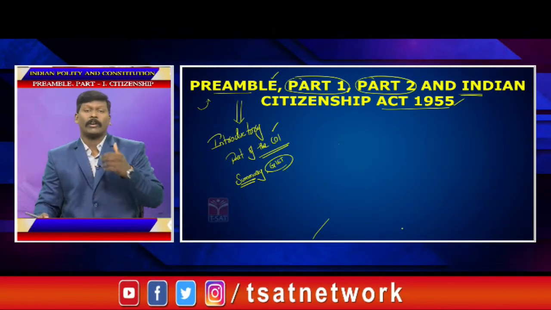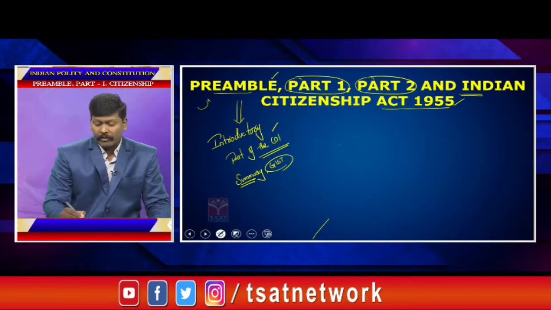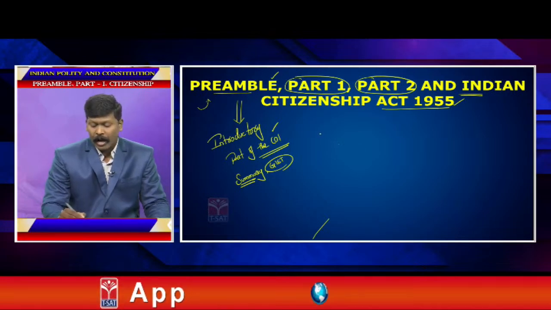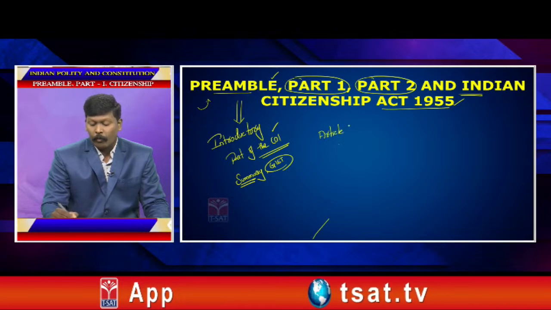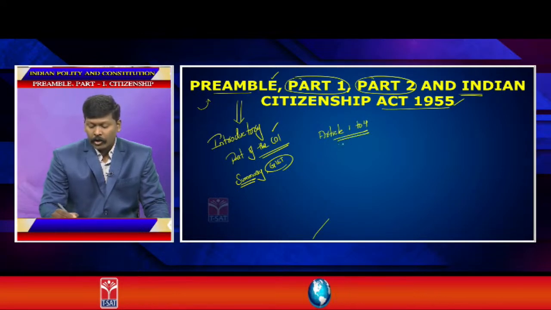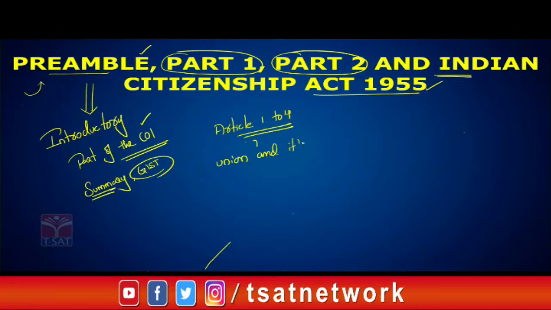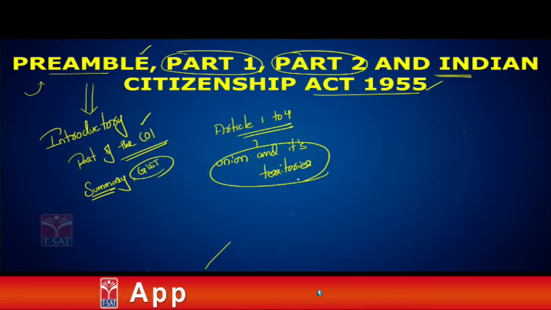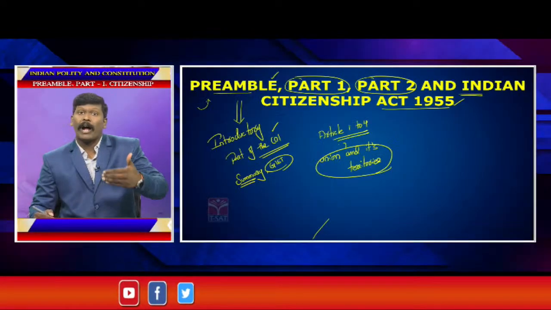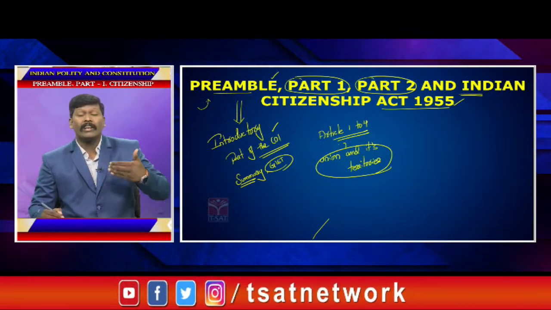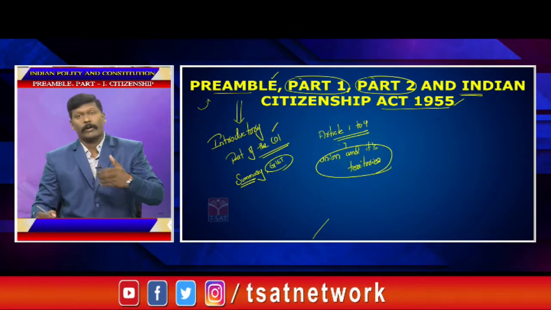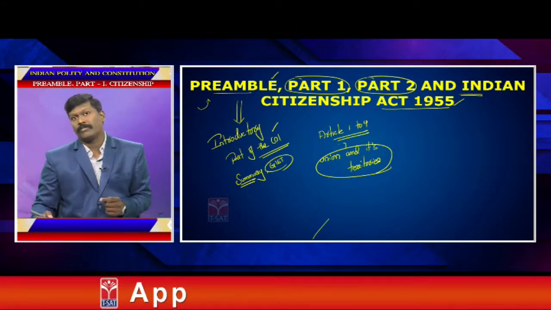Now, coming to part 1 of the Constitution. Part 1 of the Constitution, which is discussed from Article 1 to 4, talks about the Union and its territories. Now, what is India? What is the Indian Union? What are the territories which are part of the Indian Union? These are discussed in Article 1 to 4. That is part 1 of the Constitution.